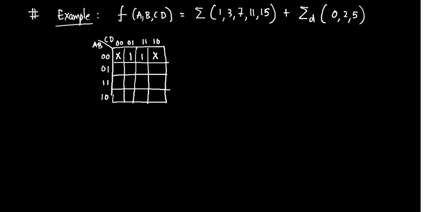4 is nothing given, so assume it to be 0. 5 is a don't care. 4 5 6, nothing is given, that means 0. That is not don't care, that is 0. 7 is 1. 8 9 10 11 is 1, right? 12 is 0, 13 is 0, 14 is 0, and 15 is 1. So this becomes the K-map.